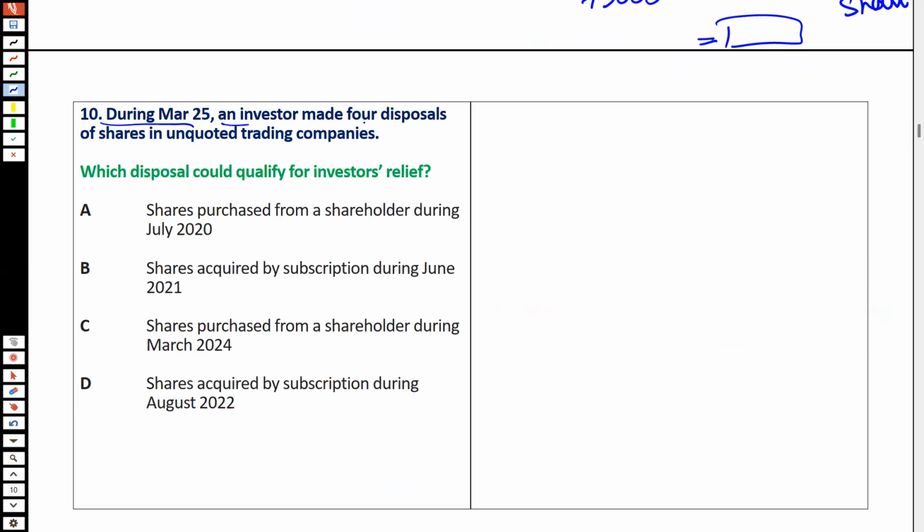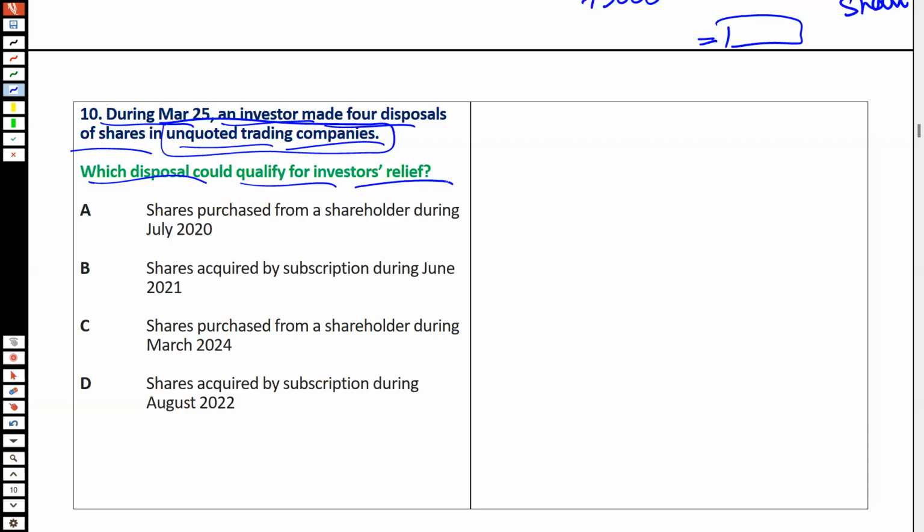During March 25, an investor made four disposals of shares in unquoted trading companies. So all these shares are unquoted trading companies. Which disposal would qualify for investor relief? So the sweet and simple question is, which of the following disposals qualifies for the investor relief?